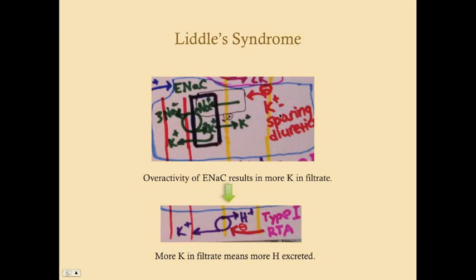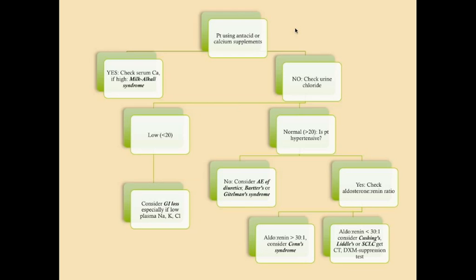These are a lot of very unrelated conditions, and so this is sort of your diagnosis tree. So when you have a patient and you see metabolic alkalosis, the first thing you're going to want to do is ask yourself, is the patient using an antacid or calcium supplements? If yes, your diagnosis of presumption should be milk-alkali syndrome, and you should check your serum calcium. And if that's high, then you can go ahead and make the diagnosis of milk-alkali syndrome, and you'll just bolus them and discontinue the calcium source and give them a loop diuretic.